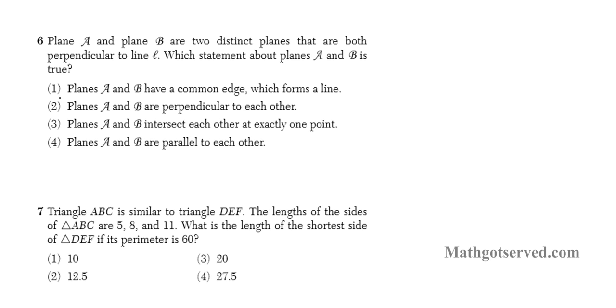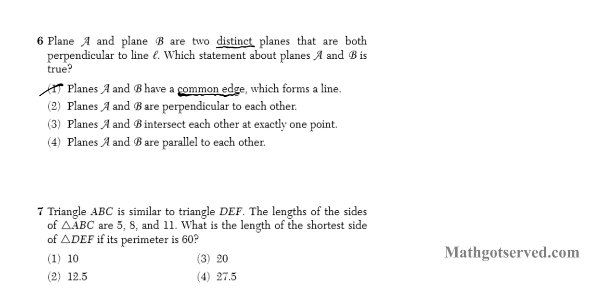Option 1 says planes A and B have a common edge which forms a line. That option is incorrect because we're told that the planes are what? They are both distinct, which means they're separate planes that do not intersect. So there is no way they can have a common edge if they were two distinct planes. Two planes that have a common edge are going to be non-distinct planes. So since the planes are distinct, they cannot have a common edge.